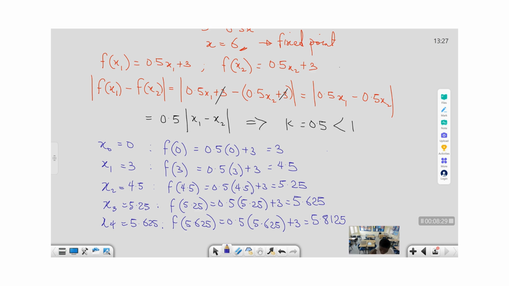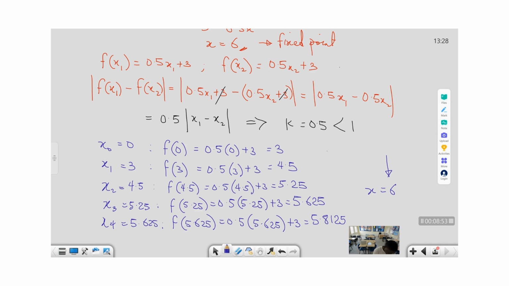We notice that these values keep tending towards the fixed point 6, meaning that it is converging towards 6, which shows that this particular function actually has a fixed point, and the fixed point is unique by the contraction property of the function itself.